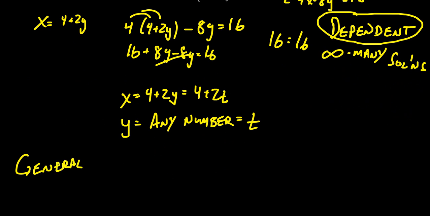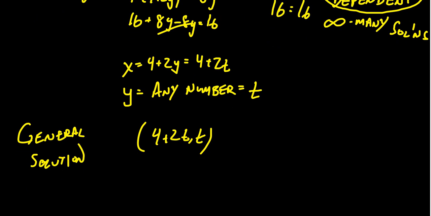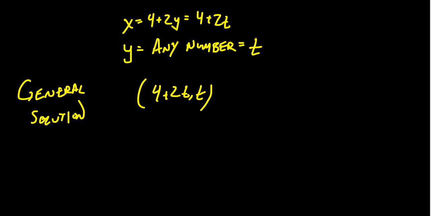The general solution to this system of equations, you get the following. x does look like 4 plus 2y, but given that y is equal to some number t, we get that x is equal to 4 plus 2t. So we have this new parameter. t is just some arbitrary filler. It's just a free number we can put in there. And so as you pick different values of t, you'll get different solutions.